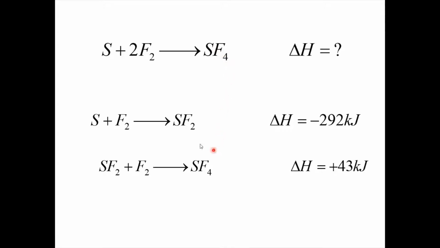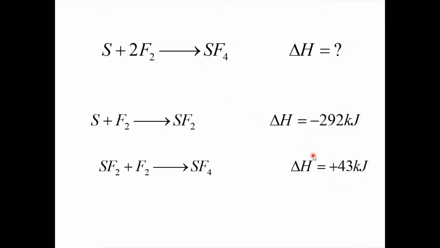And if we go ahead and add them up, there's going to be SF2 on the right-hand side here, SF2 on the left-hand side here. Those are going to cancel out. There's going to be two F2s, just like we have over here. So you're going to end up with this equation by adding these two equations up. Well, if you get this equation by adding these two equations up, that means that the delta H of this equation is the same as adding these two up.